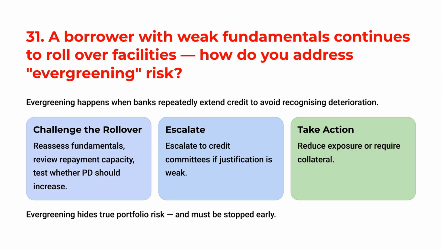A borrower with weak fundamentals continues to roll over facilities. How do you address evergreening risk? Evergreening happens when banks repeatedly extend credit to avoid recognizing deterioration. You challenge the rollover by reassessing fundamentals, reviewing repayment capacity, and testing whether PD should increase. You escalate the case to credit committees if justification is weak. You may reduce exposure or require collateral. Evergreening hides true portfolio risk and must be stopped early.